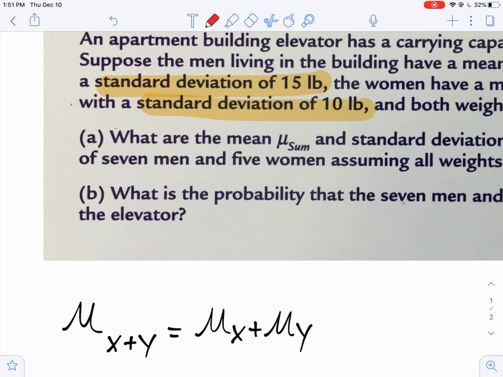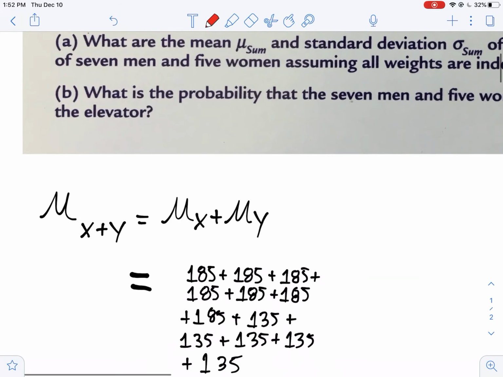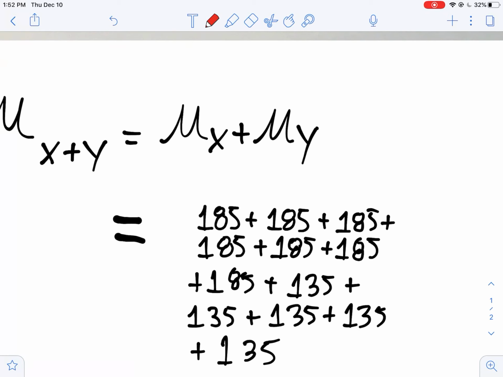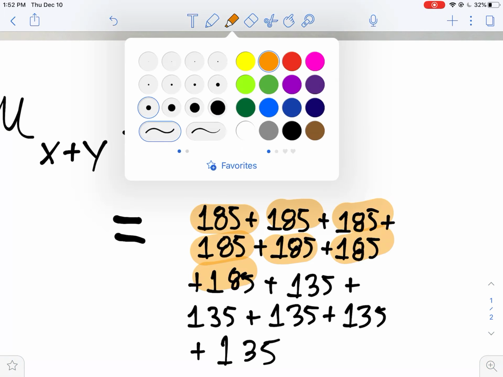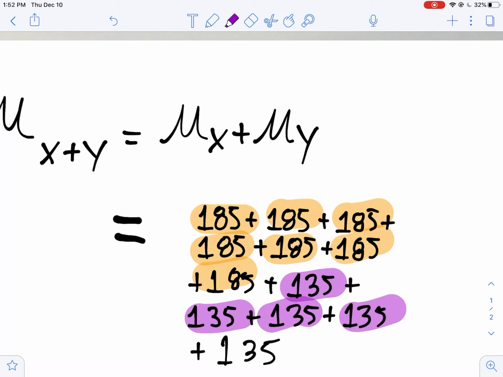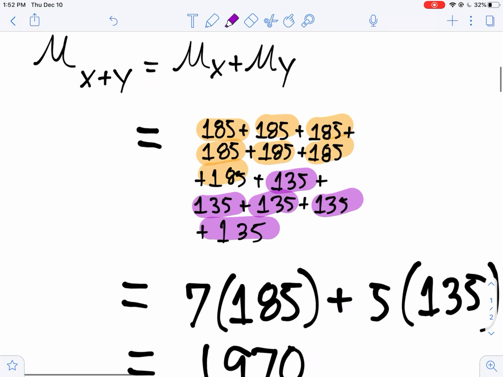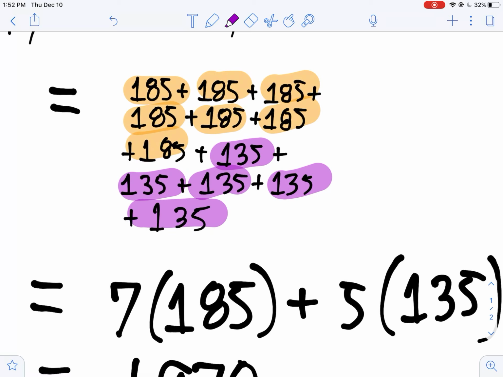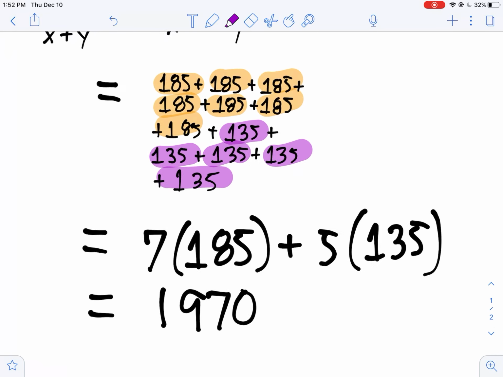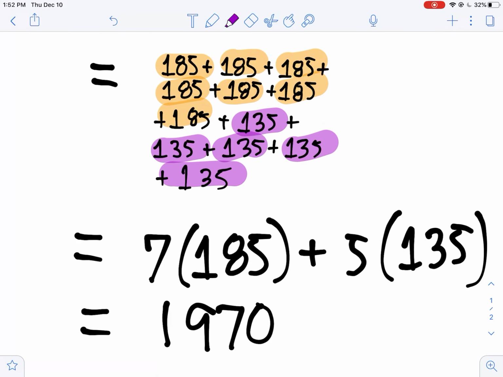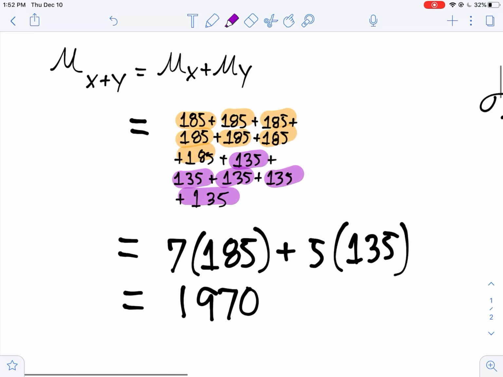So what I initially started with was, I know that if I'm combining random variables, I can add their means, and that will give me the mean of both of them combined. So the way I started out here was I knew I was dealing with 7 men. So I wrote them out individually. 185 plus 185 plus 185, did that 7 times. And I did 135, the women, did that 5 times. I just did this to illustrate how I used the formula, because ultimately, many of you who have probably done this problem did the same thing. You just end up doing 7 times 185 plus 5 times 135. I just like to illustrate using the formula why we got to where we did. So then I got myself a nice mean weight of 1,970 pounds.